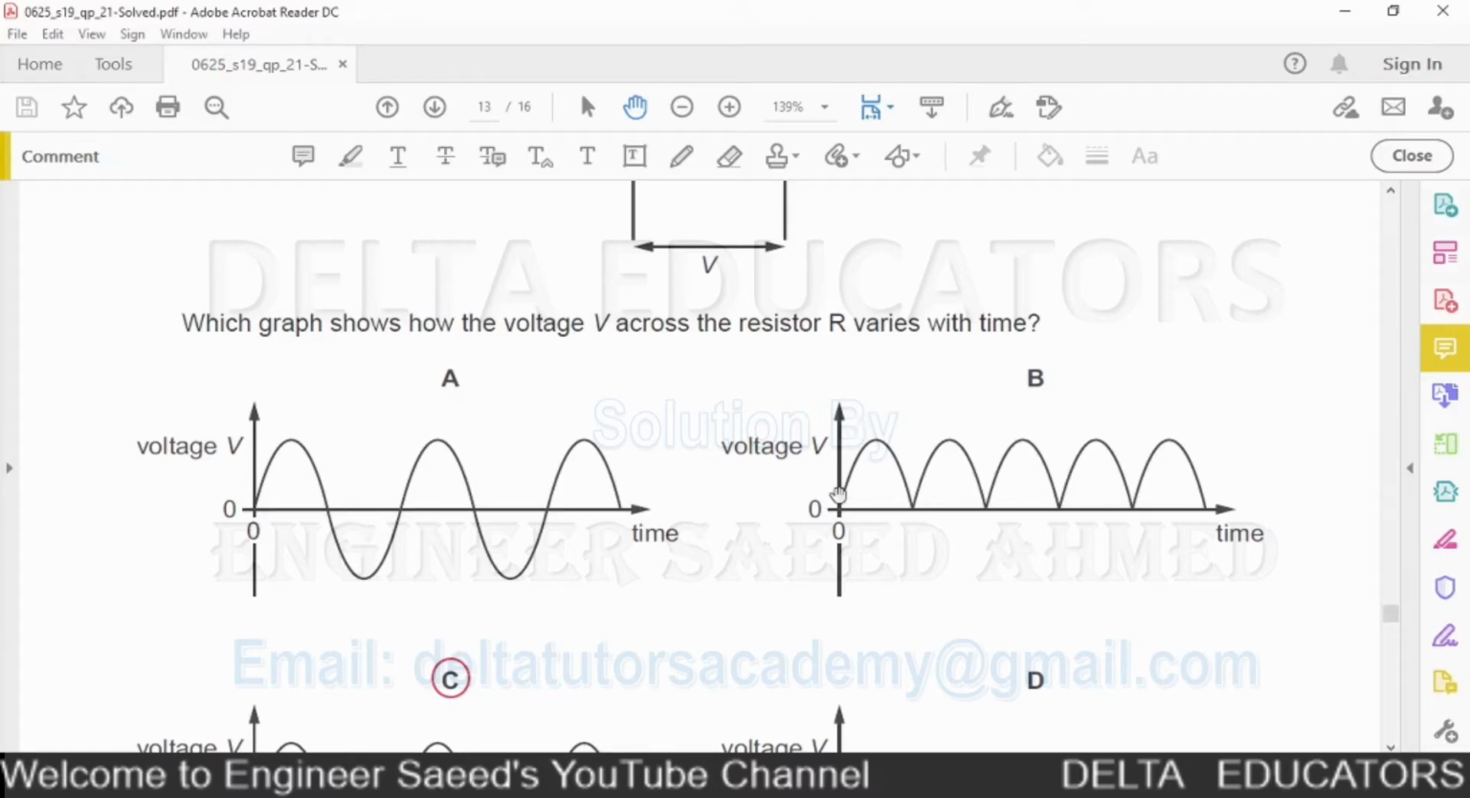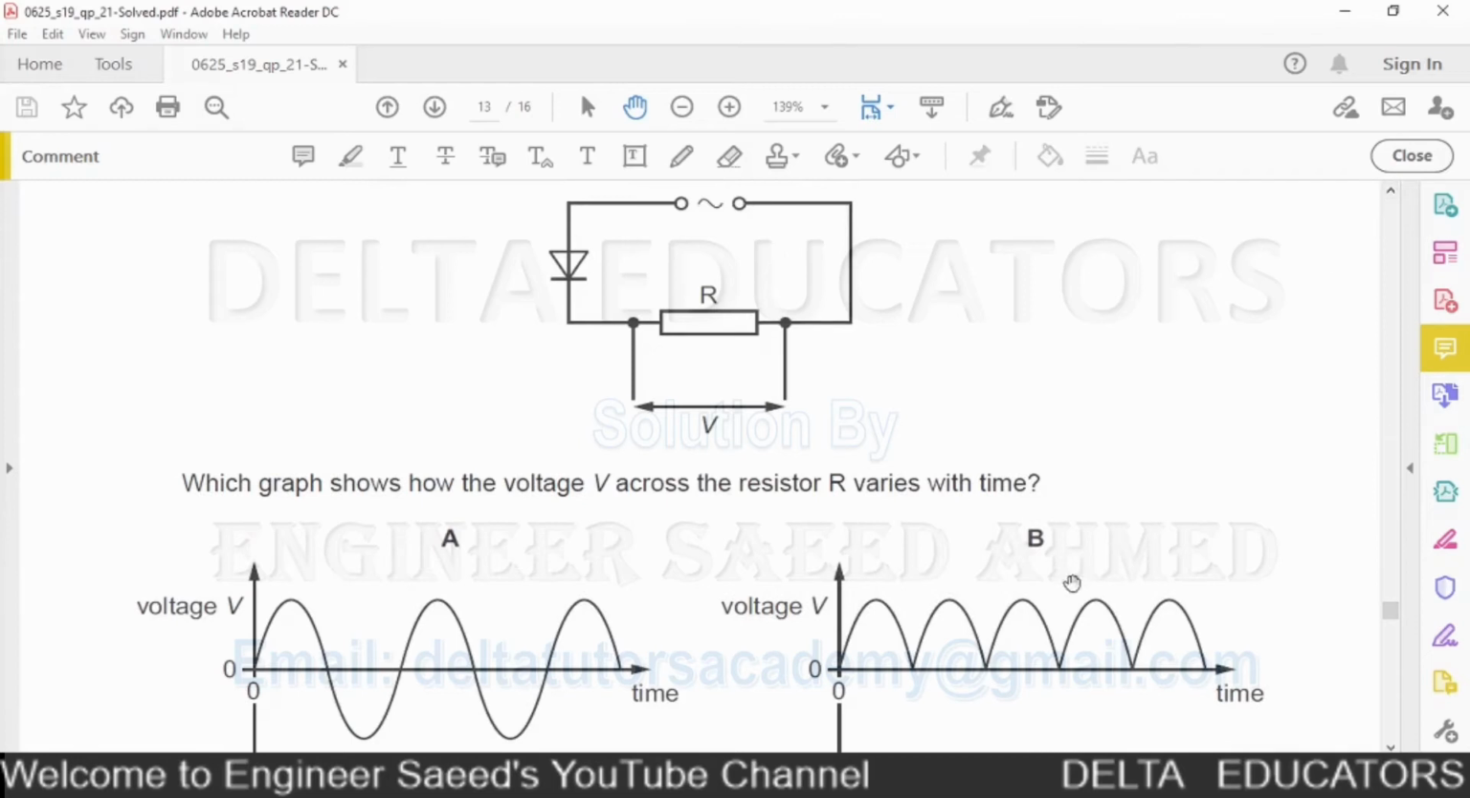Here in option B, we have only positive cycle, but this one is called double rectification, meaning the negative cycle is converted to positive cycle. This action is done when we use two diodes in place of one diode. Since here we are using only one diode, this one is also not possible.